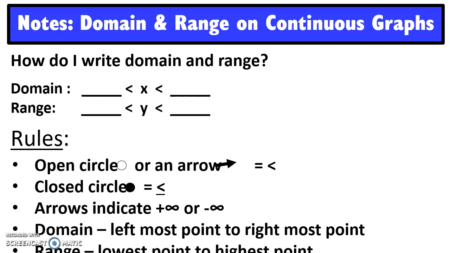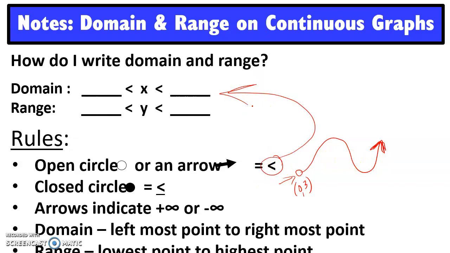So open circle or an arrow, we need less than. So that means if I have a graph that looks like this, okay, this would be an open circle. An open circle means it goes almost to that point but doesn't include it. So let's say right here was at 0, 3. Then that point, 0, 3, is not included in the domain and range. We go almost to it, but not quite. An arrow means infinity. Infinity is a concept that we cannot be equal to. So we can only be less than infinity. Okay? So if you see an open circle, or you see an arrow, we're going to use the less than symbol when we write domain and range.